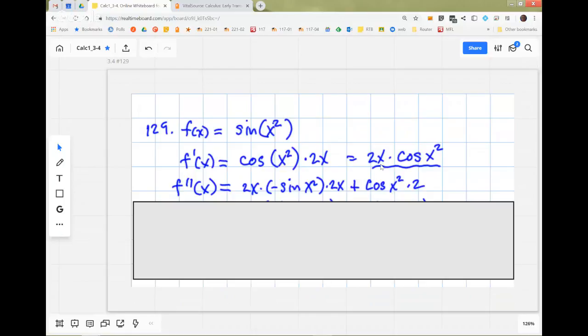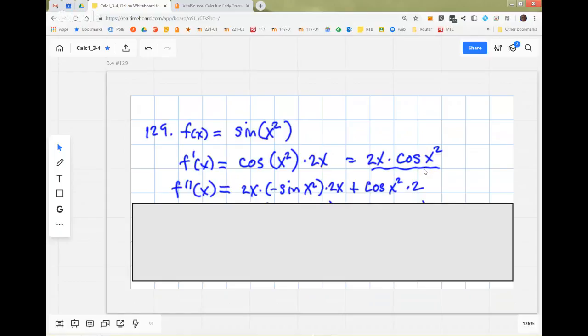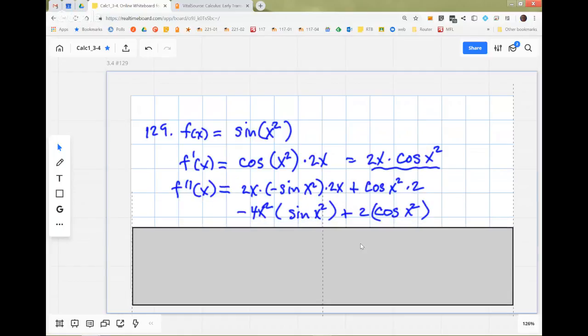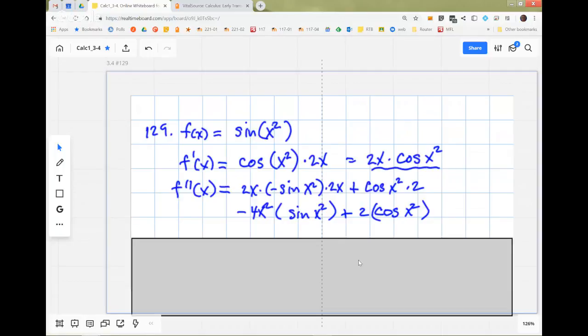The product rule. So the first, 2x, times the derivative of the second, minus sine of x squared, chain rule, 2x, plus the second, times the derivative of the first. 2x times 2x is 4x squared, and then you multiply by a negative, so it becomes a negative. So that would be the second derivative, and you really can't combine these, so that's about as good as you can do there.